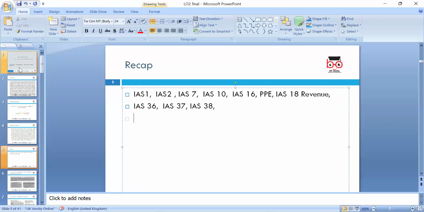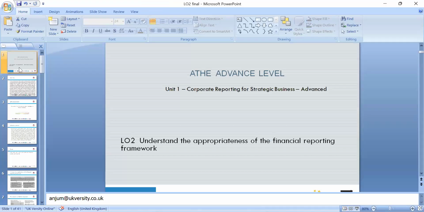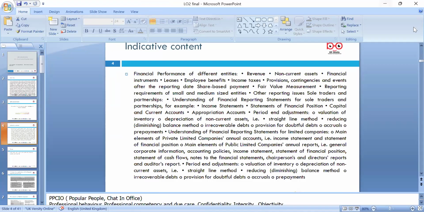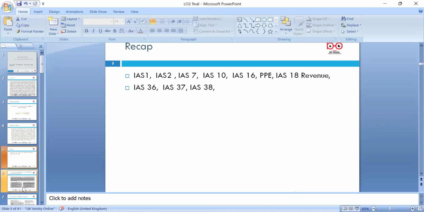So this week we're looking at LO2, which is understanding the appropriateness of the financial reporting framework. It's always good to reflect your current knowledge about financial statements and adjustments, and always look at the double entries. That's the key element, and of course accounting standards. Today's lesson will cover sole trader, partnership, and company accounts, and within that we'll go through the consolidated statement for public limited company or private, and our discussion will cover the overall content.